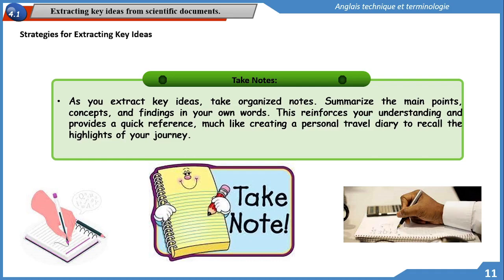Take notes. Think of taking notes as creating a personal diary of your journey through the scientific paper. Summarize the main points, concepts, and findings in your own words. This process reinforces your understanding and provides a quick reference, much like recalling highlights from your travel diary. Just as a well-kept travel diary helps you reminisce about the significant moments of your journey, detailed notes ensure you capture and retain the essential information from the scientific paper for future reference and application in your research.